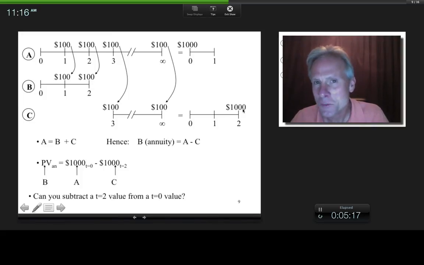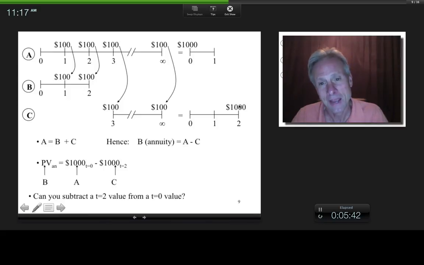But can I subtract a time 2 value from a time 0 value? I can't. I may as well be subtracting euros from yen. They may as well be two different currencies. So what do I have to do to make this subtraction? What do I have to do to this $1,000 to be able to subtract it from $1,000 at time 0?